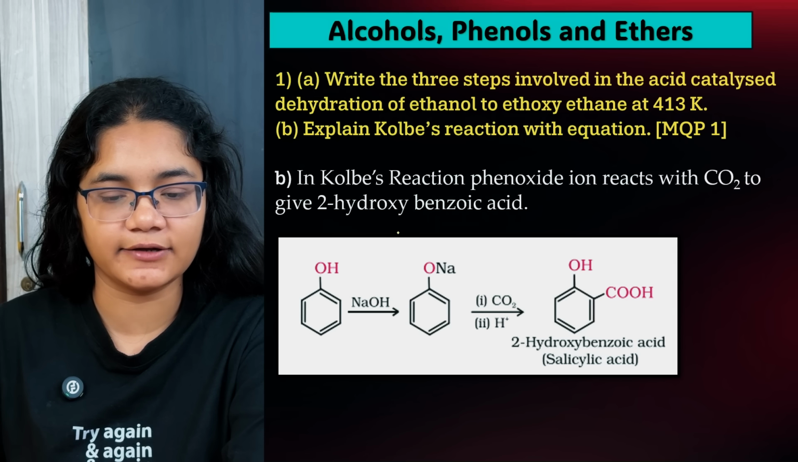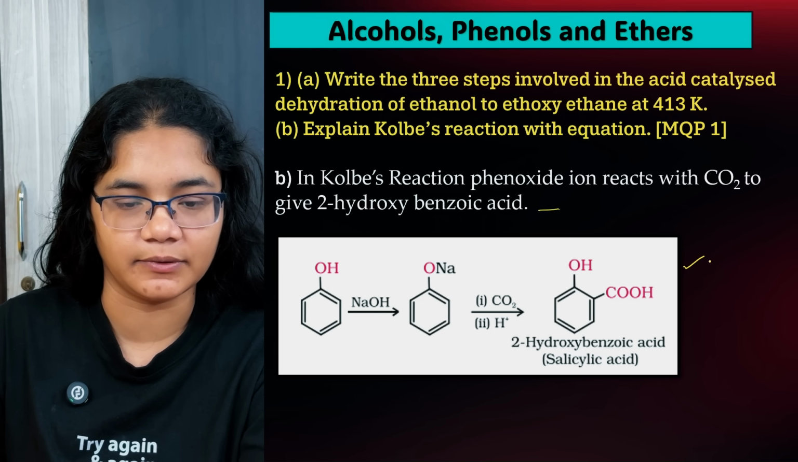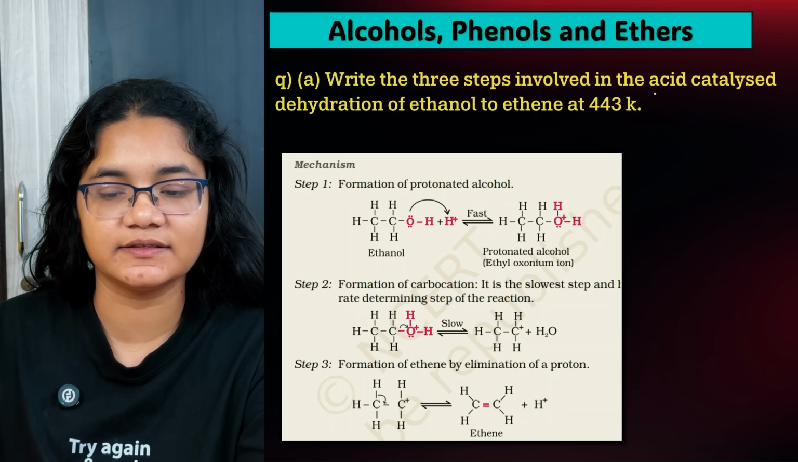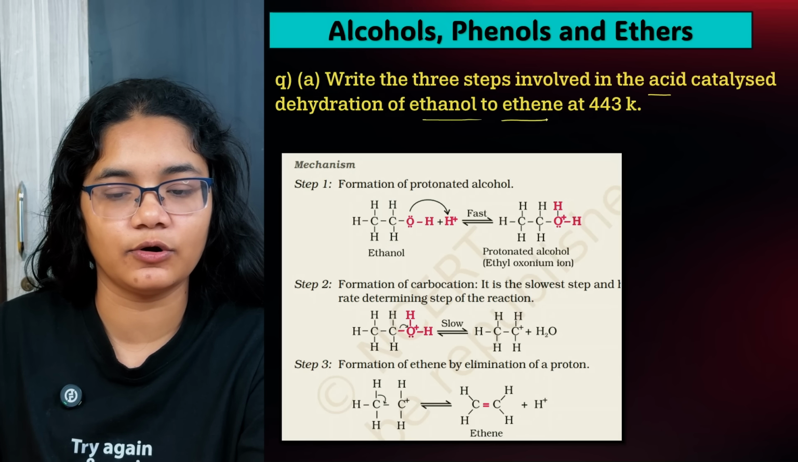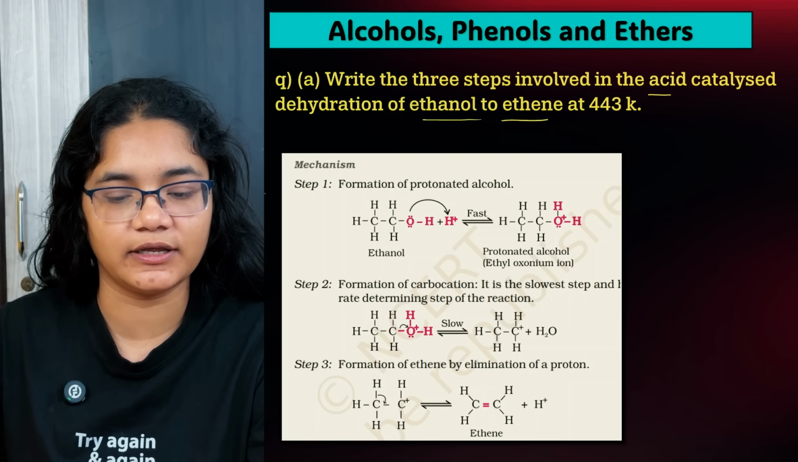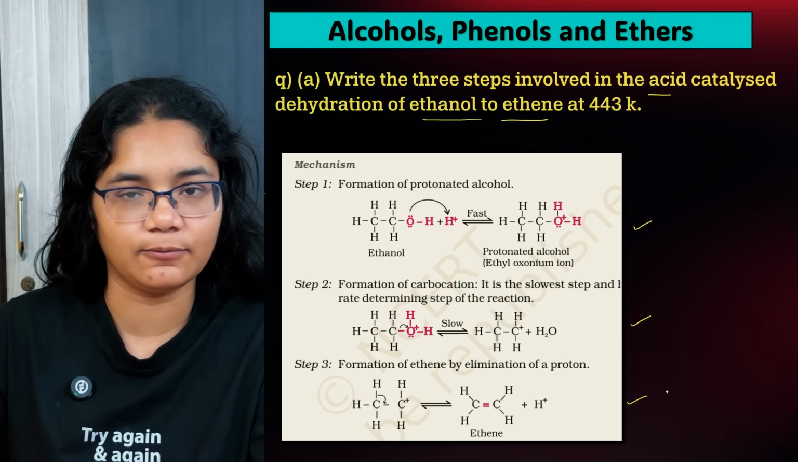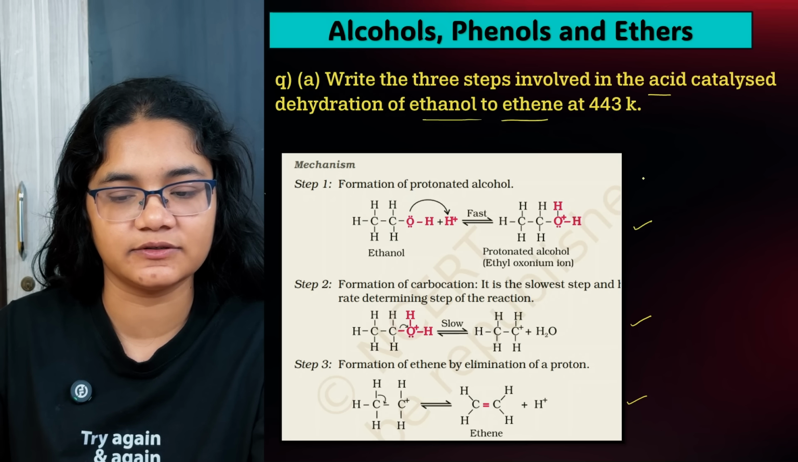Next is Kolbe's reaction with an example. So you have to write the statement and then the reaction completely. Next, there's one more mechanism, acid catalyzed dehydration of ethanol to ethene. So this can be a 3-marker question very easily. First step is protonation, then you have elimination of water, and then you have deprotonation. So prepare this mechanism, it is more important.